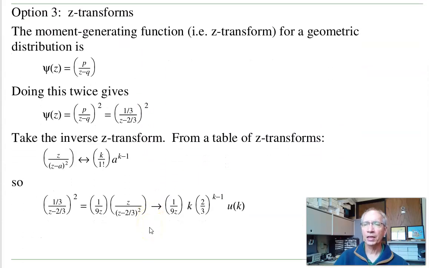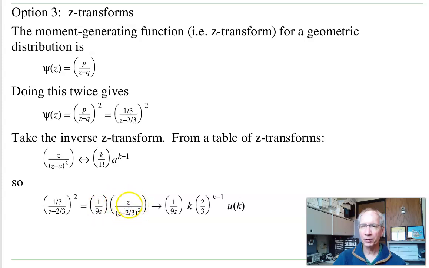Third solution, I can use z-transforms. So this is the z-transform for a single geometric distribution. Here is 2 geometrics, Pascal distribution. From a table of z-transforms, here's the inverse z-transform of z over z minus a squared. So let's take this guy, multiply it by z, divide by z, pull out the 1/9.